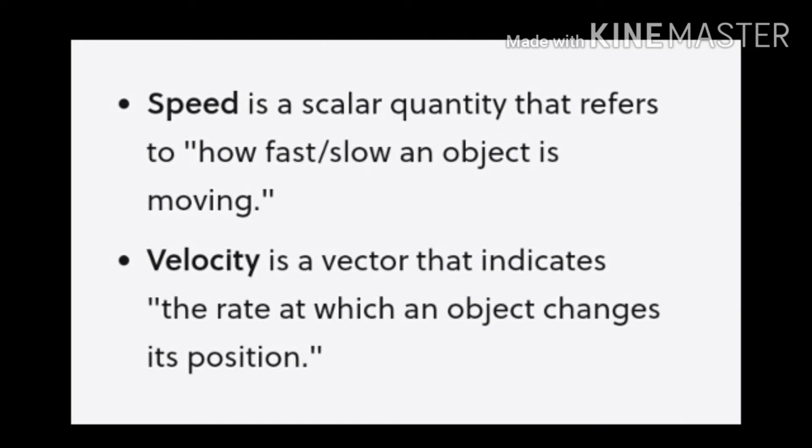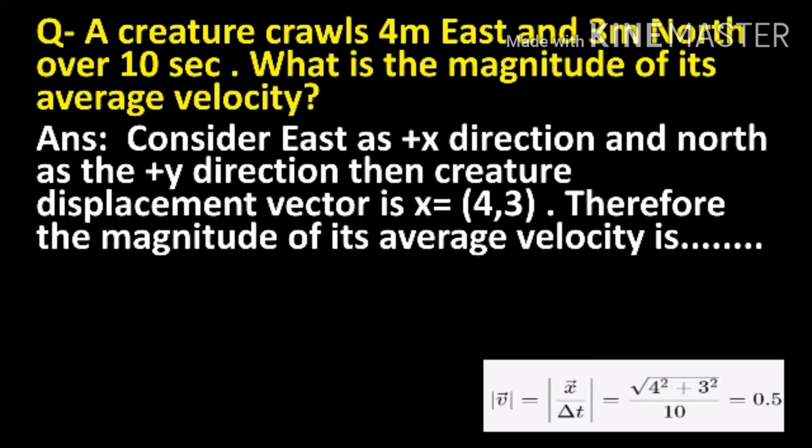Now let's go back to velocity and its calculation. Our next example is: if a creature crawls 4 meters east and 3 meters north over 10 seconds, what is the magnitude of its velocity? Here in this example we will consider east as the positive x direction and north as the positive y direction. Then the creature's displacement vector will be (4, 3). Therefore, the magnitude of its average velocity is, here we use the formula of average velocity to find out. So we got 0.5 average velocity.